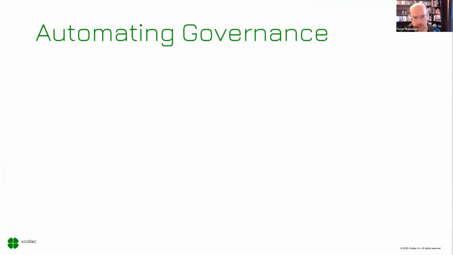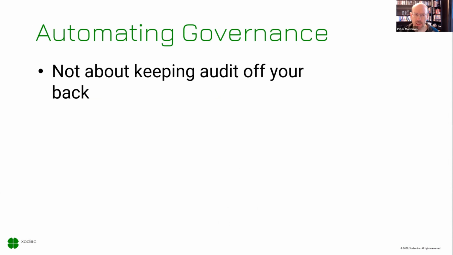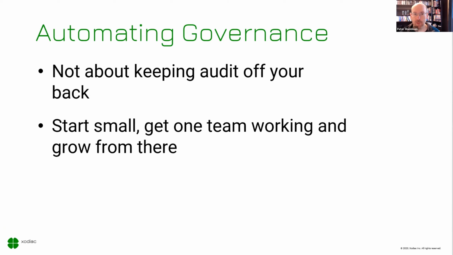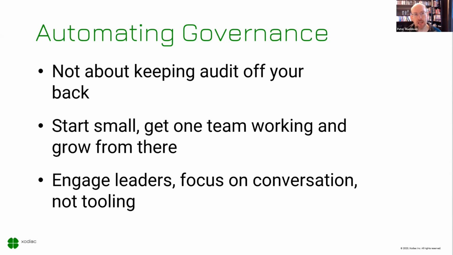So, automating governance. It sounds like a lot of work going through a lot of these pieces, but it's not really. It's not about the checklist, it's about collaboratively creating safety in the way that we do delivery. It's not about keeping audit off your back. So it's moving from the adversarial mindset to one more about how do we collaborate to create safety in the systems that we build. Start small, get one team working and grow from there. Don't try to boil the ocean and do this across every one of the standards that you have. Make sure you're engaging leaders and focusing on the conversation, not the tooling.